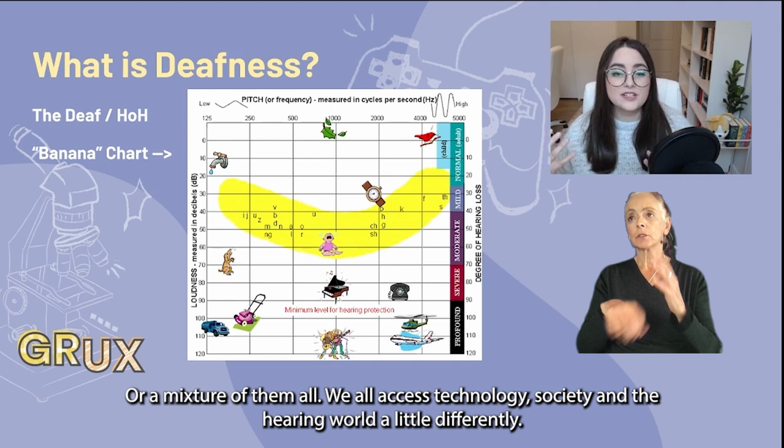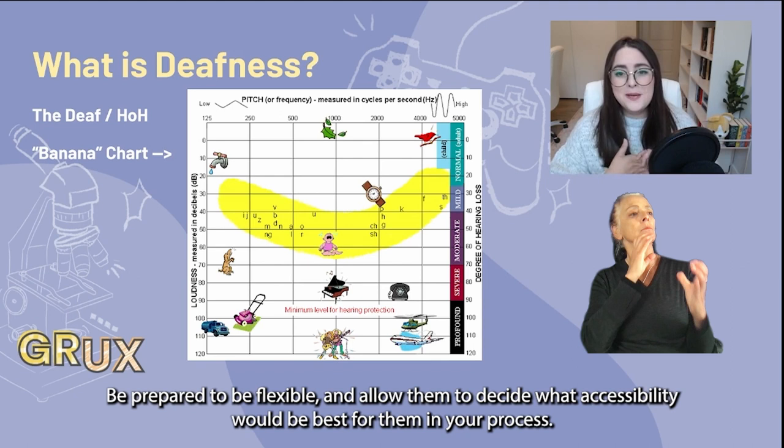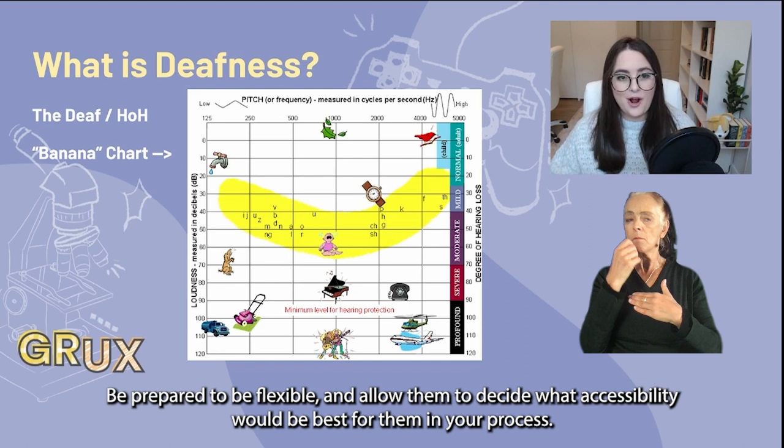Should you ever be involving a deaf player, consultant, or developer in your process, be sure to connect with them to see what communication method works best for them. Be prepared to be flexible and allow them to decide what accessibility would be best for them in your process.